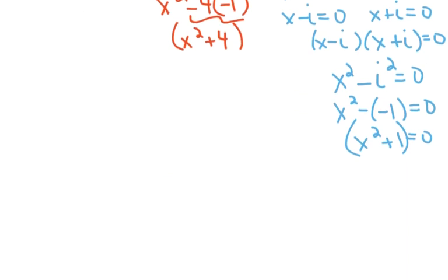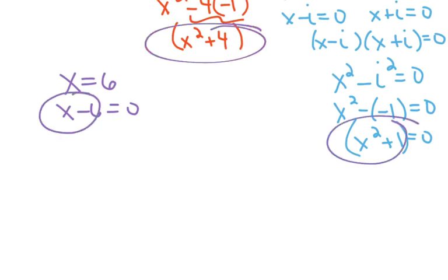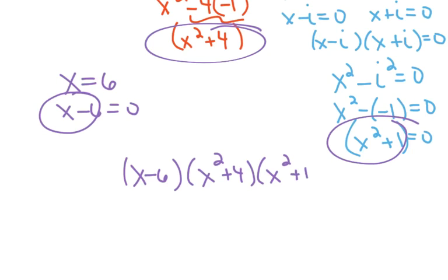x equals 6 is another solution, so x minus 6 is the factor. I now need to multiply these three together: x minus 6, x squared plus 4, and x squared plus 1. In order to multiply them together, I'm going to do two parentheses at a time. So I'm going to start with these two.